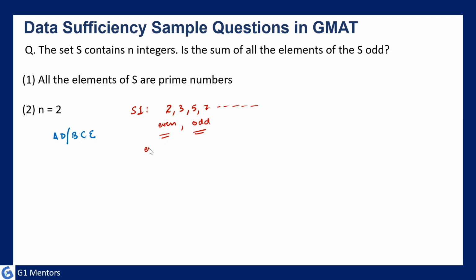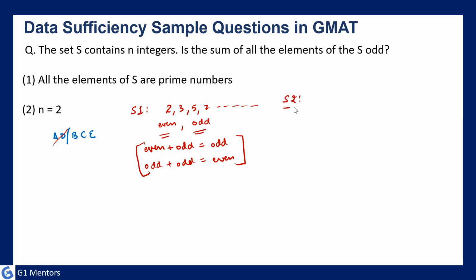If 2 is there in the set S, then it will be an even plus odd case, which will be an odd number. If 2 is not there, then it can be odd plus odd, which will be an even number. So it may be odd, it may be even. So from statement 1 alone, I am not able to identify whether the sum of all elements of S is odd or not. So I strike off A and D. Statement 1 alone is not sufficient to answer.